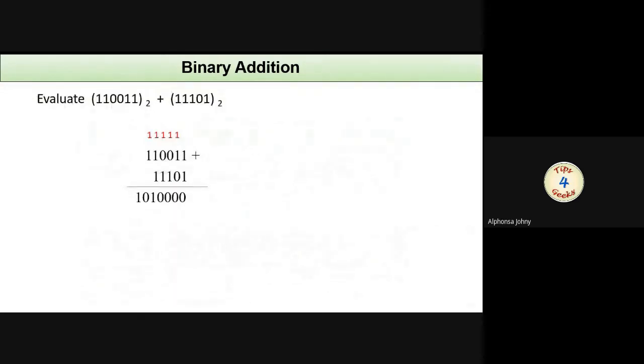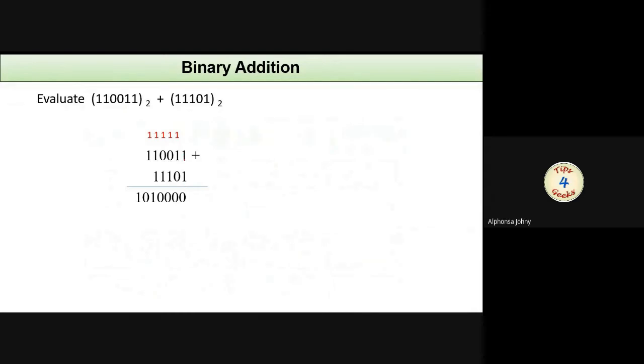Next, we will see another example. The numbers are 110011 and 11101 to the base 2. We have to add these two numbers. That is 110011. Then I am copying the LSB to here. That is 1, then 0, then 1, 1, 1 over here. So if you have to write in this way only, then we can start the procedure.